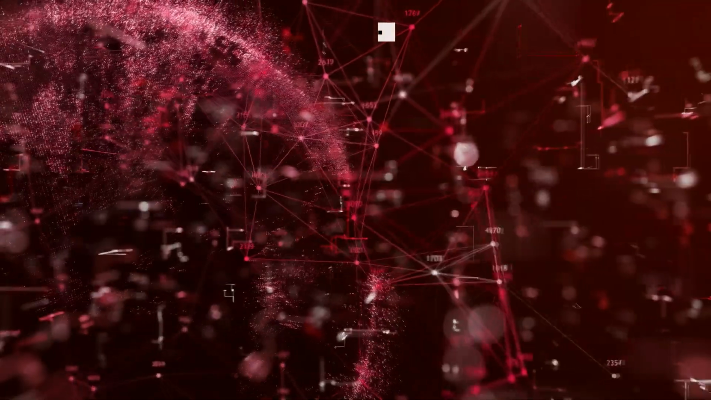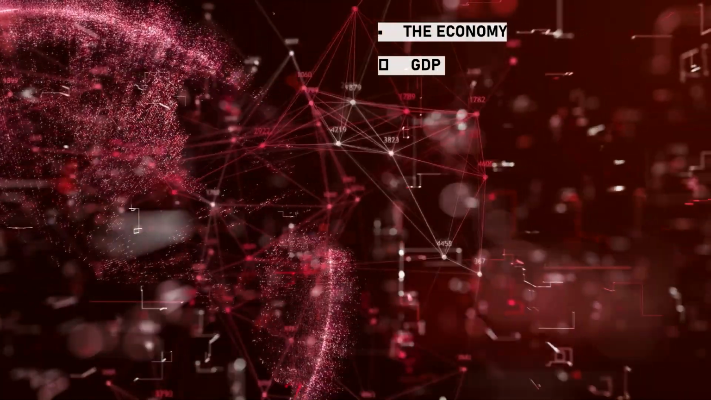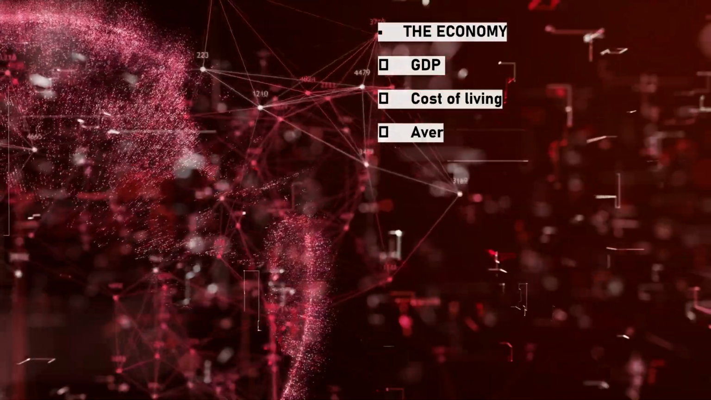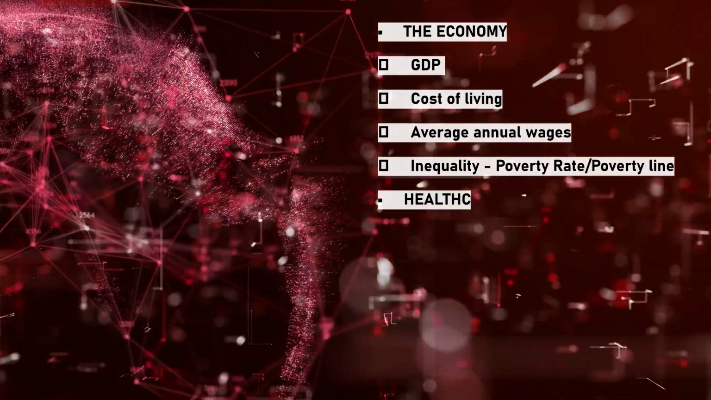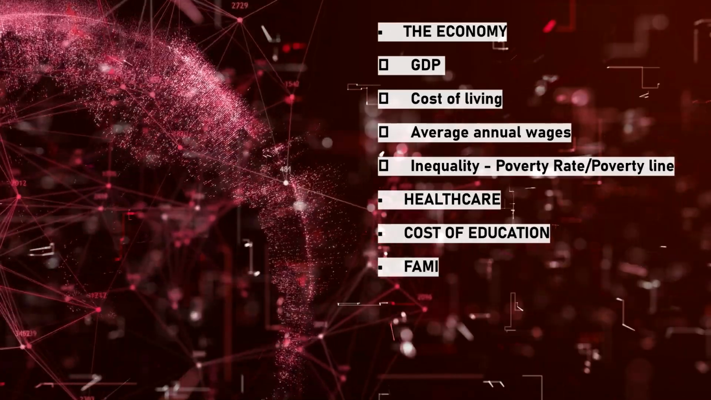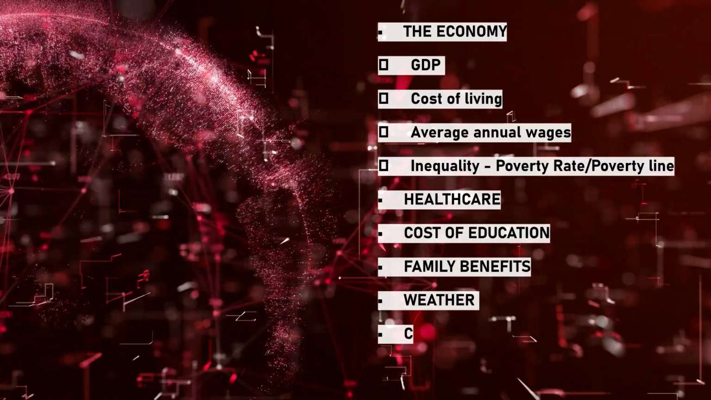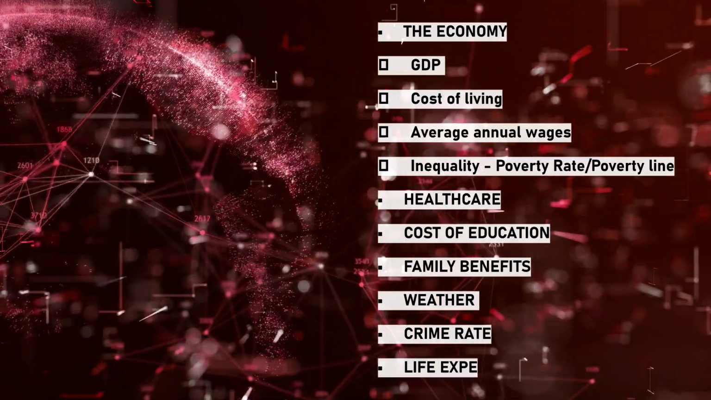So, in order for us not to shift the goalposts, here are the factors we'll be looking at. First is the economy, and under this, we're going to look at the GDP, the cost of living, the average annual wages, and the poverty rate. And then we're going to look at healthcare, the cost of education, family benefits, the weather, crime rate, and life expectancy. So, without wasting too much time, let's get into this.